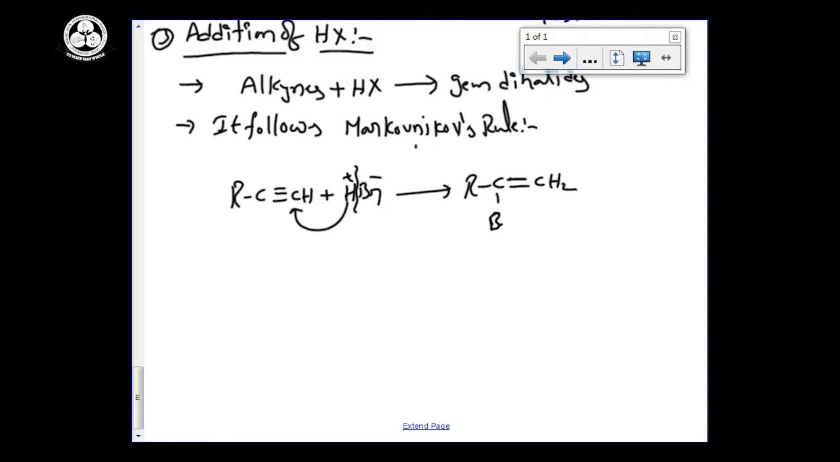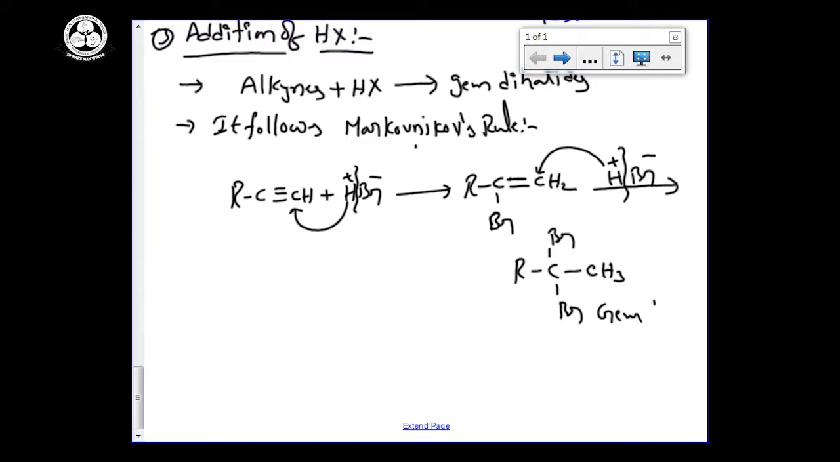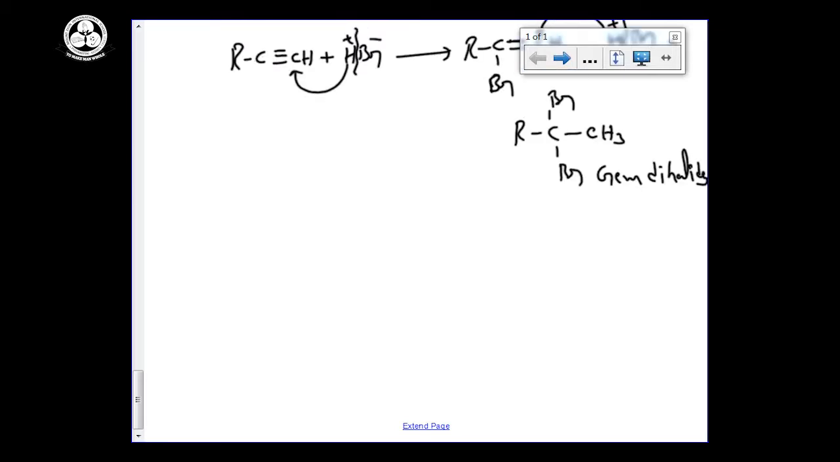This is Br. Again one more mole of HBr you are adding. Same Markovnikov rule you can follow: the positive part will be added to the multiple bonded carbon atom having more number of hydrogens. That is the major product. Now we can get the answer like this. Why? Because the reaction intermediate is a carbocation, so there is a rearrangement. Then finally we can get the gem dihalides. This is a normal example.